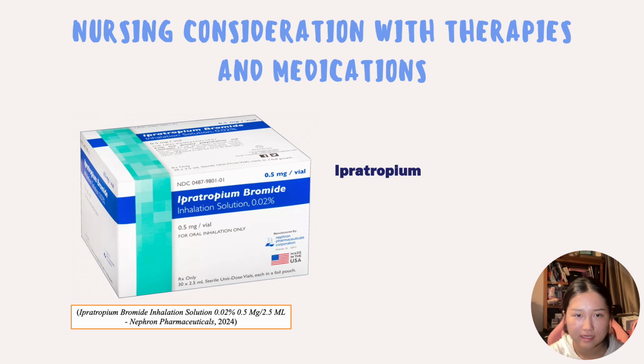Ipratropium is an anti-muscarinic bronchodilator. As a short-acting muscarinic antagonist, it is a rescue medication used for relief of breathlessness. It inhibits the muscarinic acetylcholine receptors of the pulmonary smooth muscles and achieves a bronchodilator effect. Ipratropium can be administered via nebulizer device. Common side effects are dry mouth, headache, dizziness, tachycardia, and palpitation.